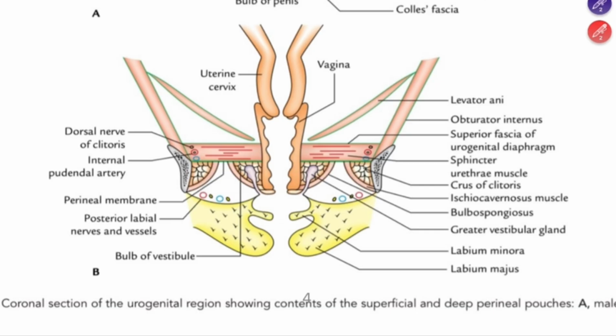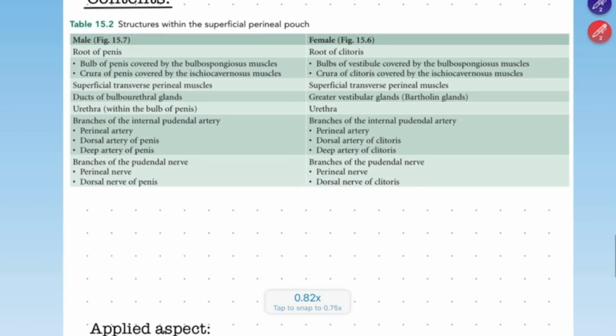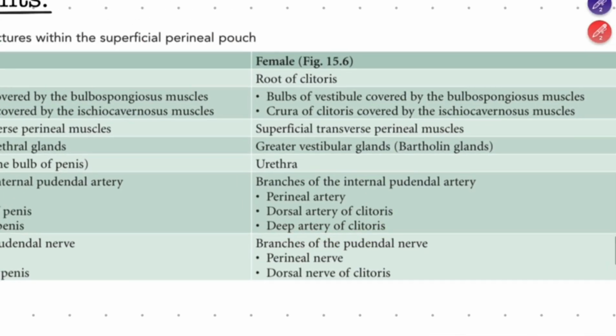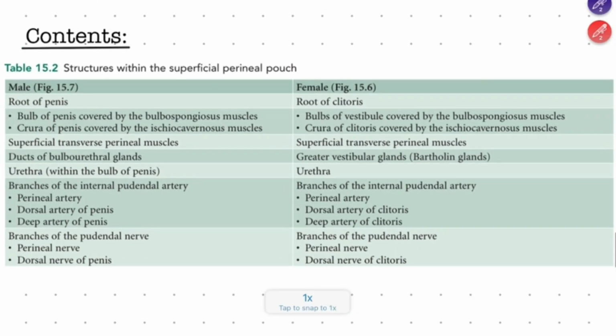Here also we have the branches of the internal pudendal artery: perineal artery, dorsal artery of clitoris, deep artery of clitoris. We also have branches of the pudendal nerve: perineal nerve, dorsal nerve of clitoris.